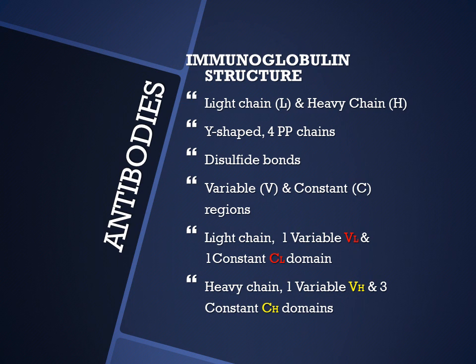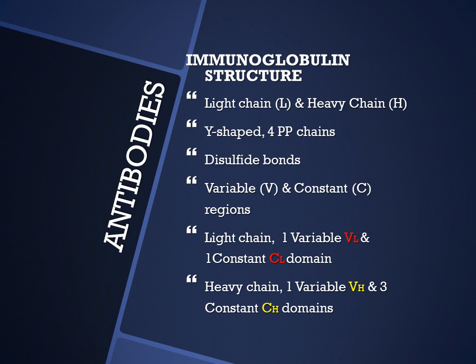Structure of immunoglobulin molecule or structure of antibody. The structure of the simplest immunoglobulin molecule: it is made up of light chains and heavy chains. There are a total of 4 polypeptide chains, 2 light chains and 2 heavy chains. In the simplest immunoglobulin molecule, they are arranged in a Y-shaped structure. These light chains and heavy chains are held together by disulfide bonds.